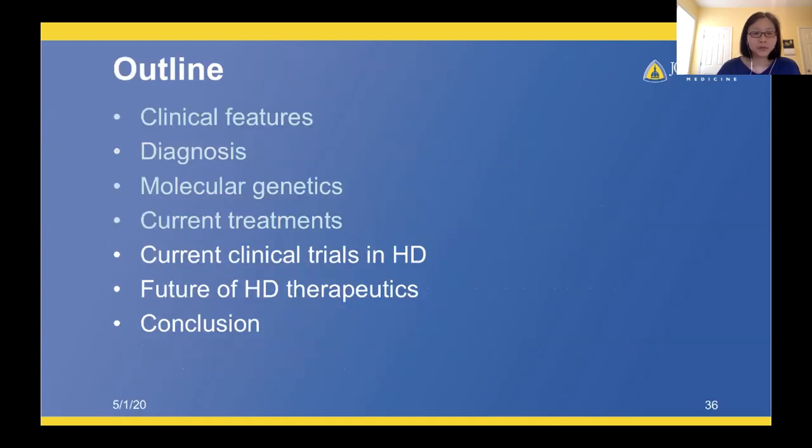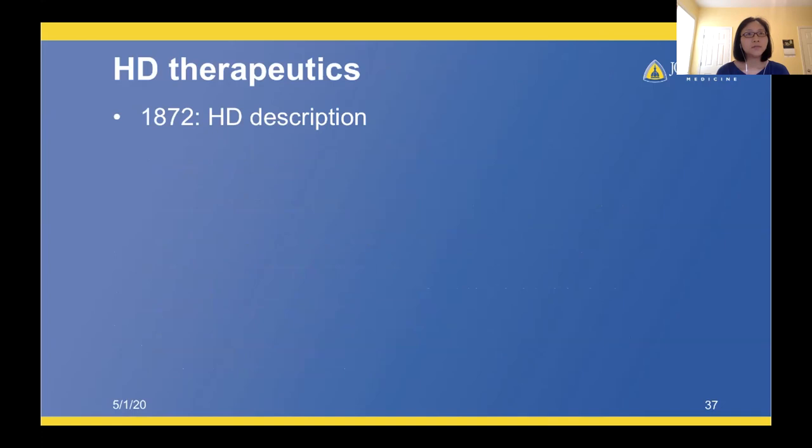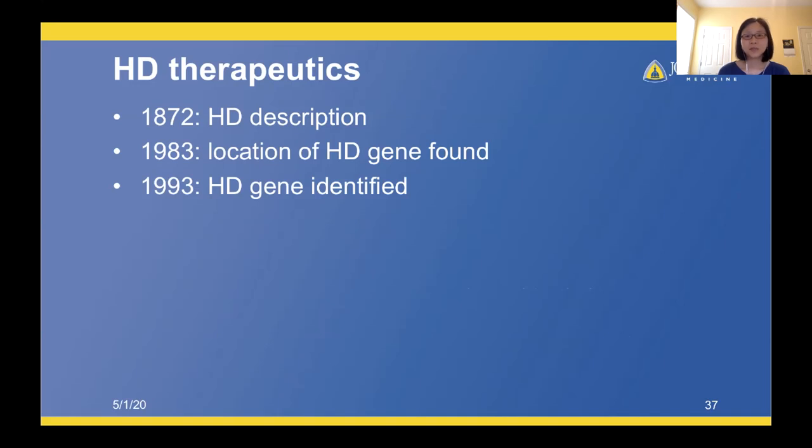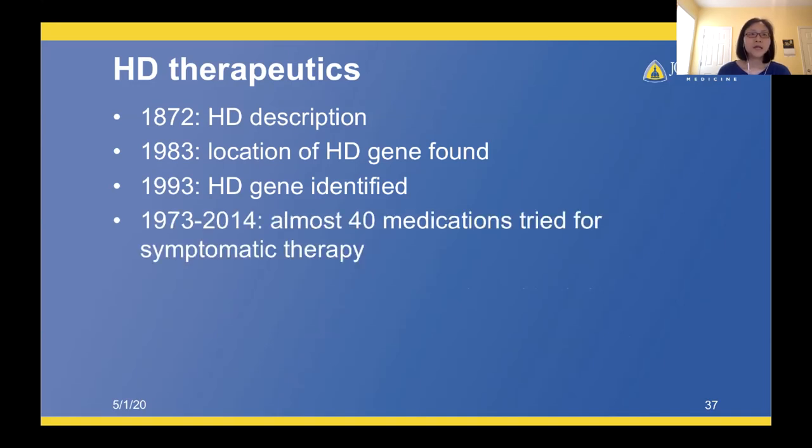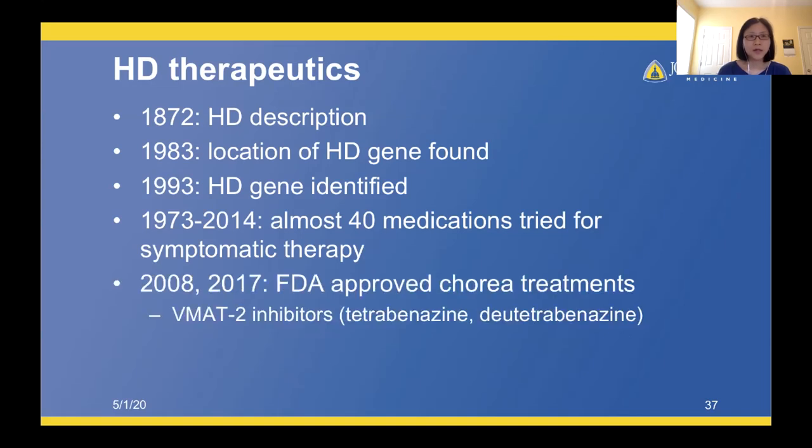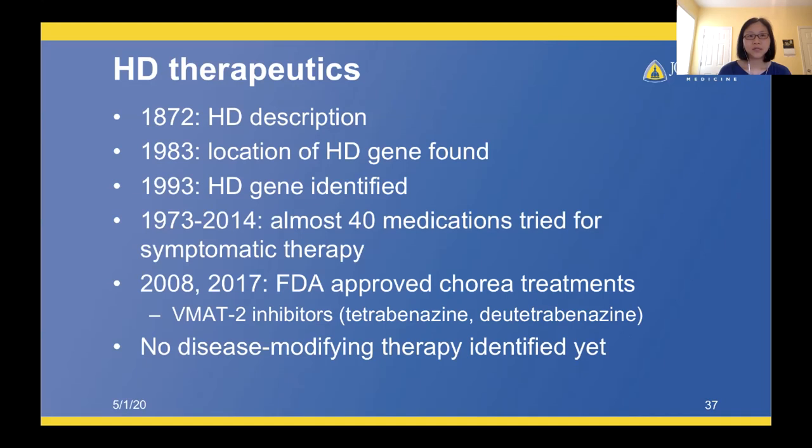Okay, so those were current treatments, and now I'd like to talk about current clinical trials. So, a brief overview of therapeutics. 1872 was the initial thorough description of HD. And by 1993, that's when the HD gene itself was identified. And for 30, 40 years, many medications were tried for symptomatic therapy. And then the two VMAT2 inhibitors were approved for chorea treatment, tetrabenazine in 2008 and deutetrabenazine in 2017. As of yet, there's no disease-modifying therapy. And within the past couple of years is when things have gotten a lot more exciting.